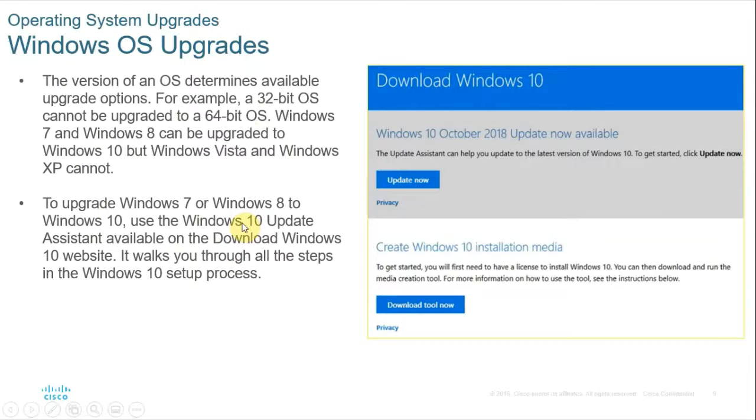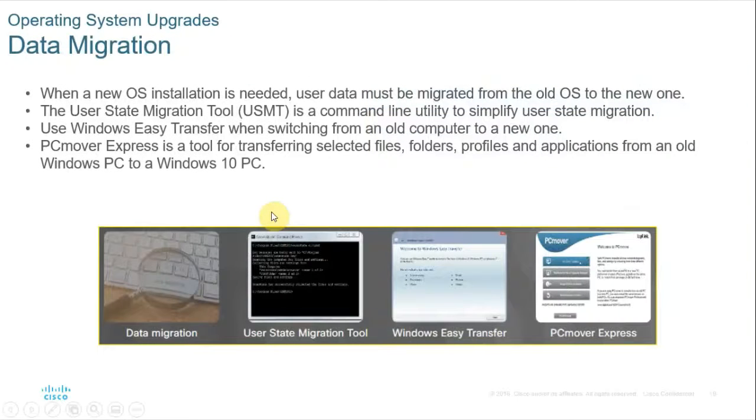How you can do it? You can do it using the download Windows 10 website through the Microsoft website. You can download or you can update from your Microsoft website itself. They will give the link to update your operating system.